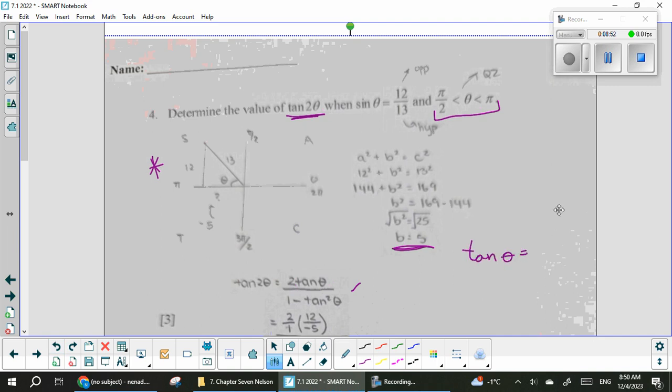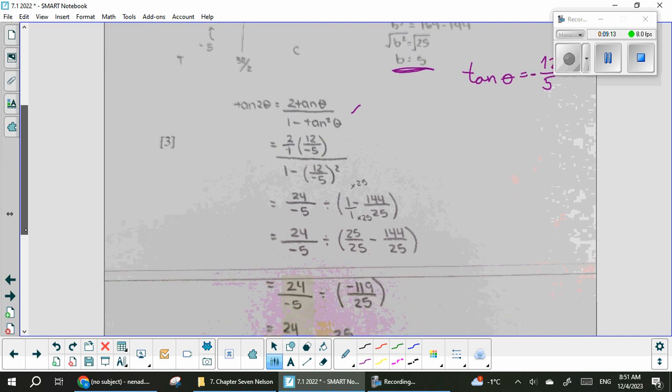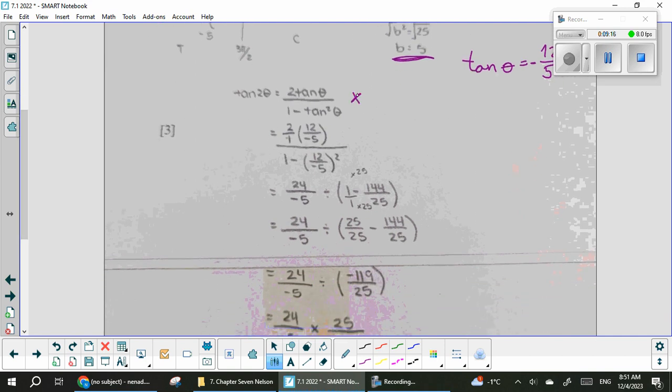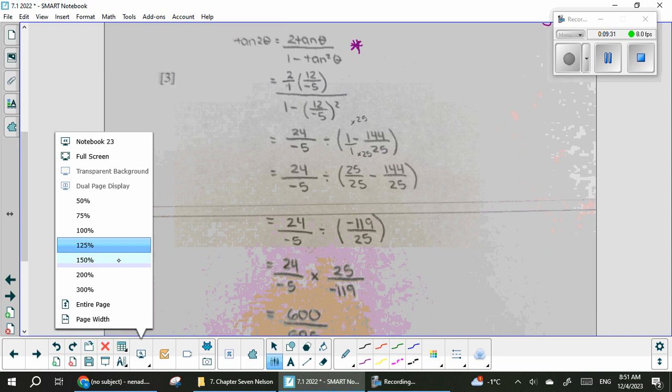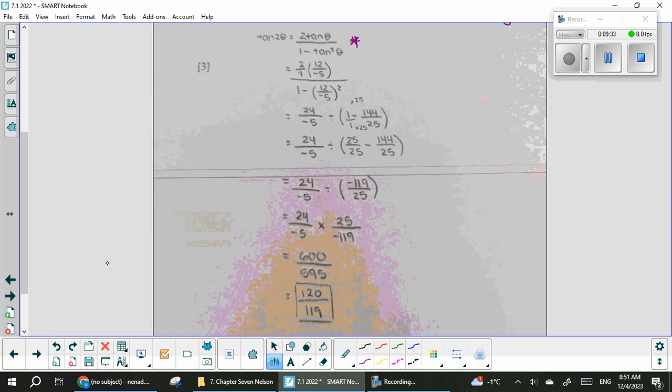tangent of theta is opposite over adjacent, right? It's 12 over 5, but because this is a second quadrant, it makes that ratio negative. So some people missed this. Some people did some complicated things on finding theta. But once you get that tangent theta ratio, you can expand the double angle tangent like this person did here and substitute. So once you substitute the tangent theta, you have a lot of simplifying to do. Essentially, this is, let me zoom out. Yeah, there you go. So now you can see the whole thing.